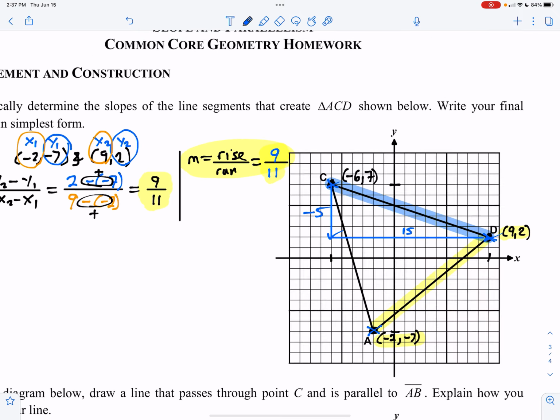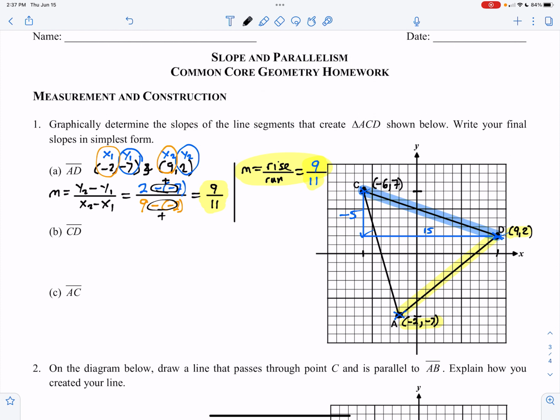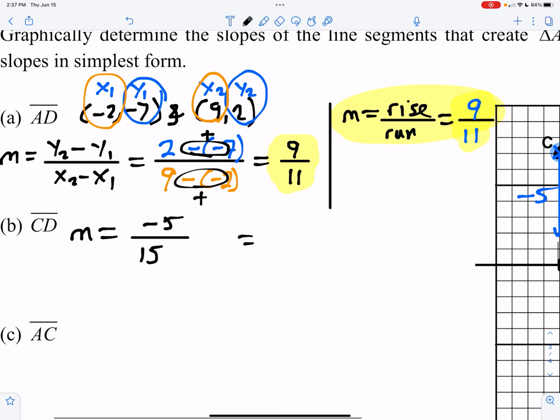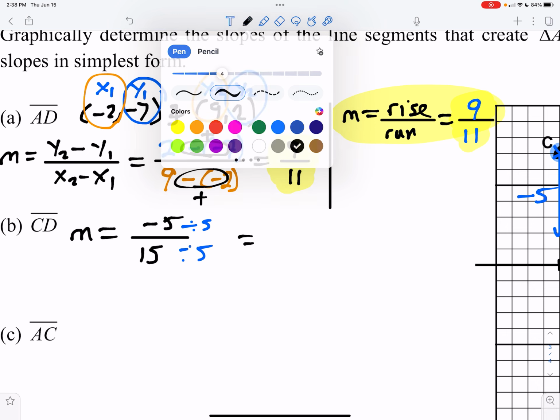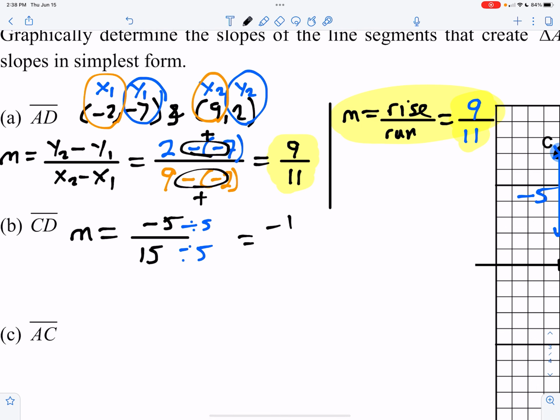Okay, so my slope for CD is going to be negative 5 over 15. Now reduce this, okay, and we can reduce this by dividing by the largest number. What's the largest number that divides into 5 and 15? Well, that would be a 5. So 5 goes into 5 one time, so it's negative 1, over 5 goes into 15 3 times, we get a slope of negative 1/3.